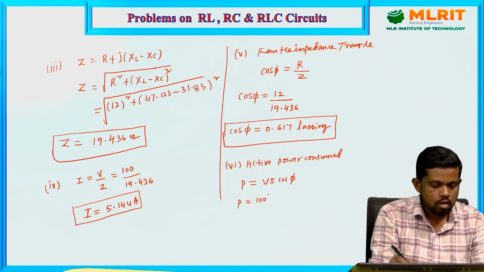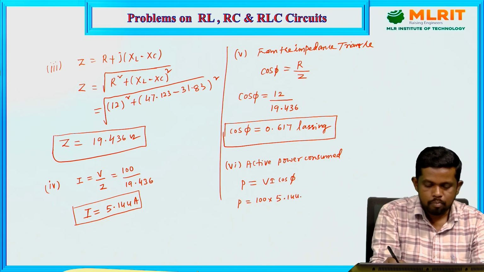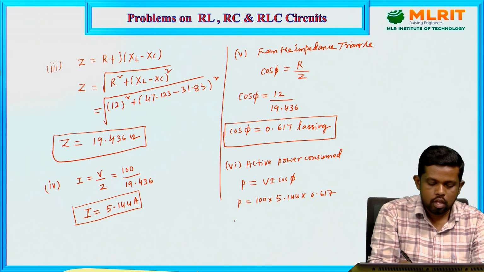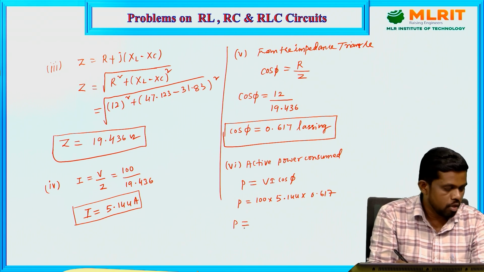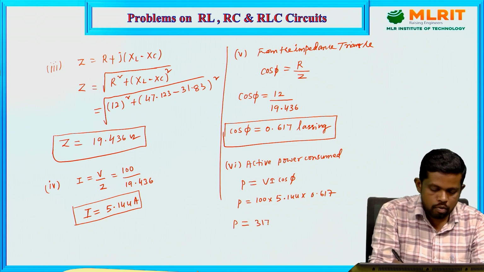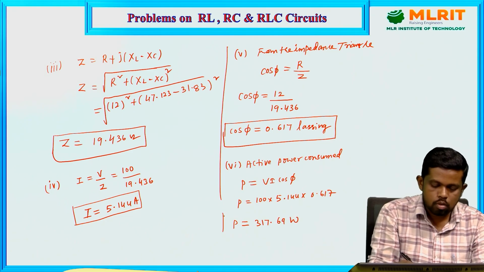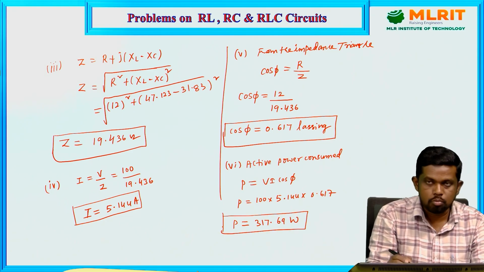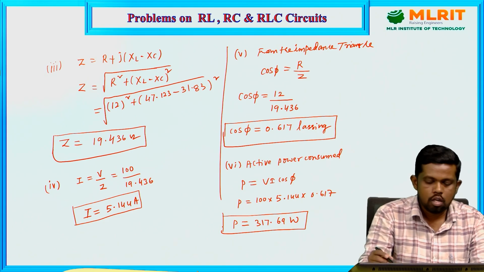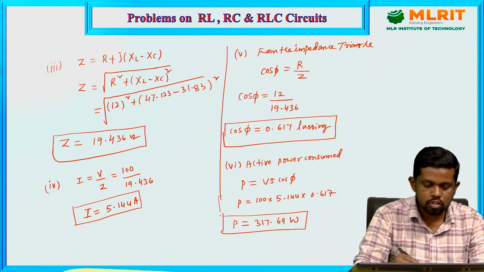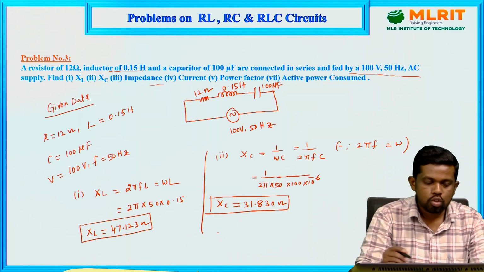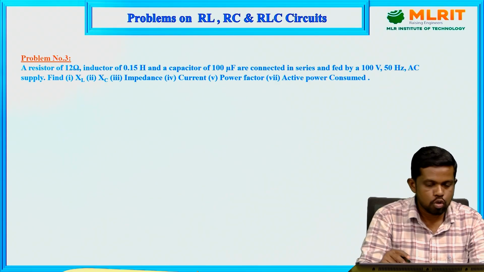Based on that, the voltage is 100, the current is 5.144, and the power factor is 0.617. Therefore the active power consumed by the network is 317.69 watts. This much active power is consumed in the network due to the resistance. So this is the end of the third question also.